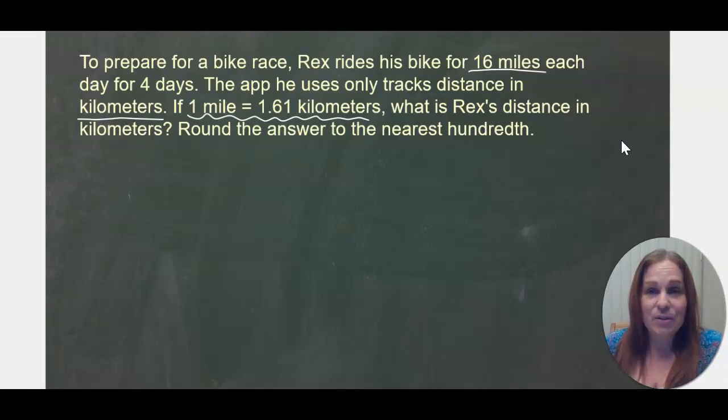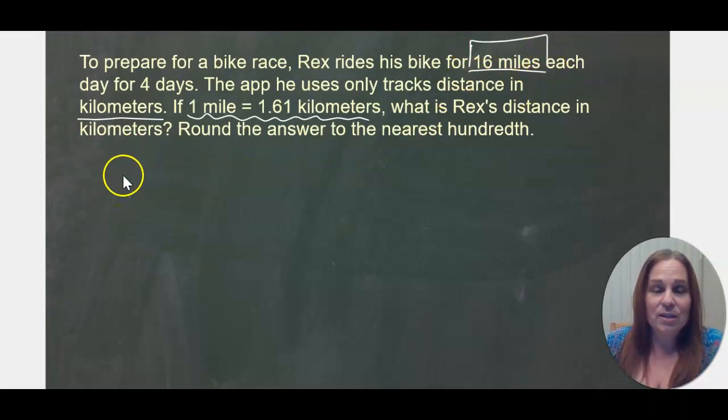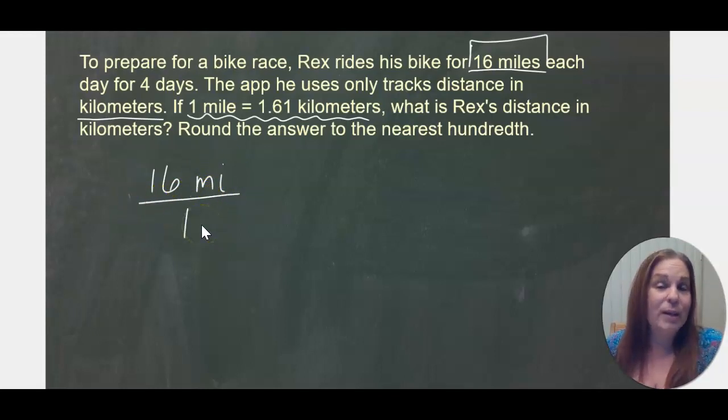So when you set these problems up, you're going to always start them the same way. You're going to start with the distance that you're given, which in this case is miles. So I'm going to write 16 miles, or sorry, the unit you're given, over 1. Right? Always put it over 1. It doesn't change anything. But since we're going to be multiplying this ratio by another ratio, a fraction times a fraction, I like for them to both be in fraction form.